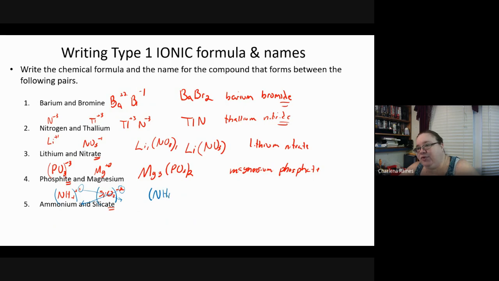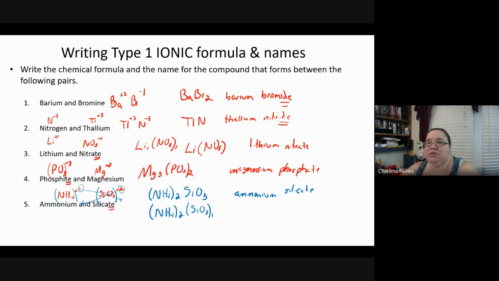I end up with NH4 with a 2 outside of it, SiO3. And since there is just a 1, you don't necessarily have to write the parentheses. You don't have to write the 1, but if you want to, Ms. Raines will not count it wrong because it is the same thing. It's saying that you've got 1 silicate to balance out 2 ammoniums. And since this is 2 polyatomics, we don't mess with either of the names. So ammonium silicate. That was what we saw yesterday with just one little added piece because we were using the polyatomic to figure out the ion.